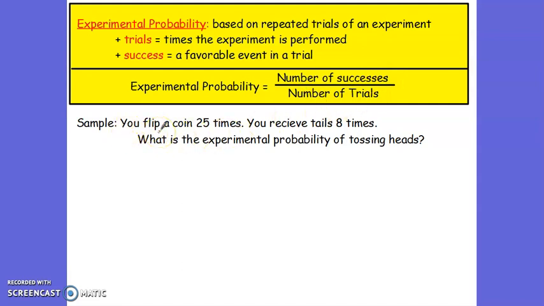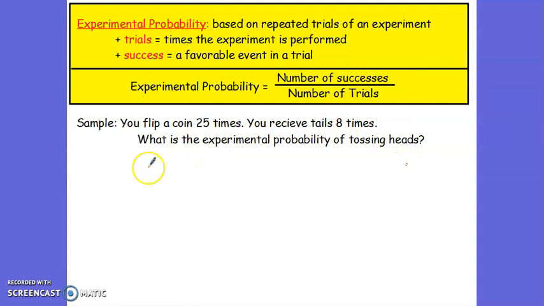Now, normally we would think a coin can happen 50-50, but that's theoretical. If you flip a coin 25 times and you receive tails 8 times, what is the experimental probability of tossing heads? So in one toss, again, normally we would think 50-50, but we already know that this coin tends to come up heads far more often. We only got 8 tails out of the 25 times that could happen. So what's the experimental probability of tossing heads? Well, there's 2 ways to look at this.